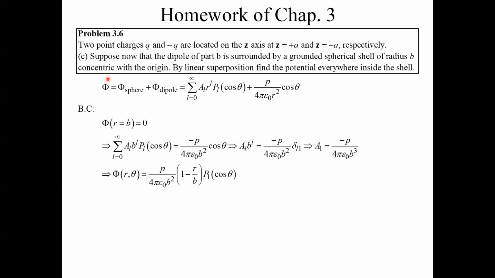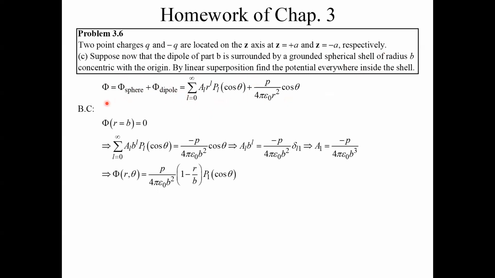And part C: suppose now that the dipole of part B is surrounded by a grounded spherical shell of radius b, concentric with the origin. By linear superposition, find the potential everywhere inside the shell. So the new potential will look like this. This is our dipole term, and the potential given by the spherical shell is like this.